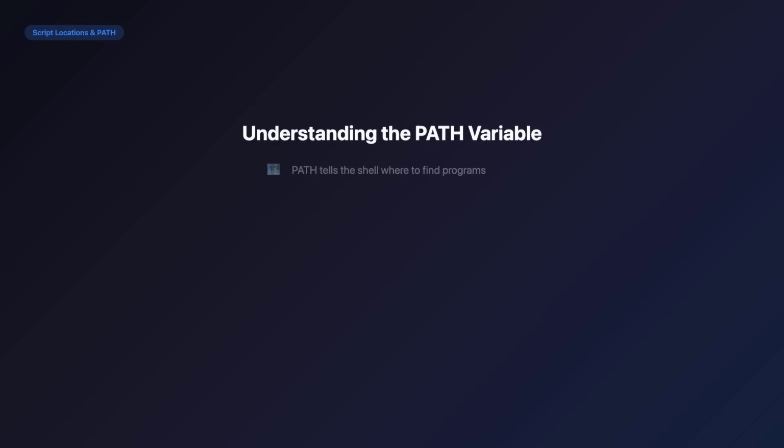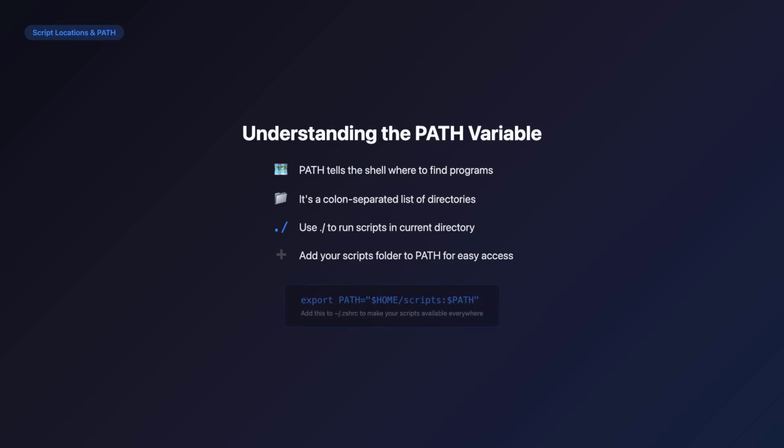The PATH variable tells the shell where to find programs. It's a list of directories, separated by colons. When you type a command, the shell searches these directories. Your scripts aren't in PATH, so you need ./. You can add a scripts folder to PATH in your .zshrc. Then you can run scripts from anywhere.